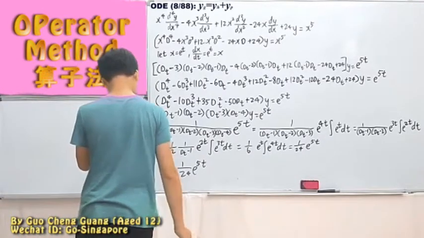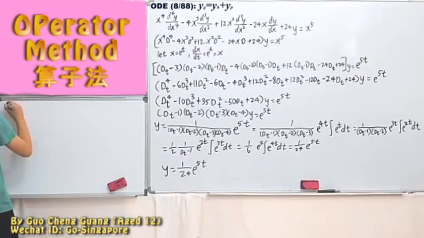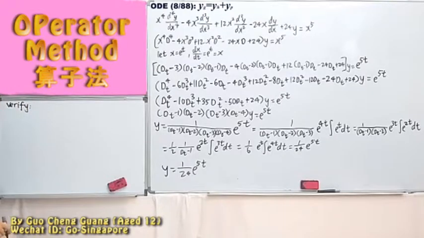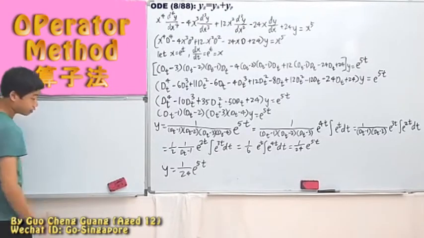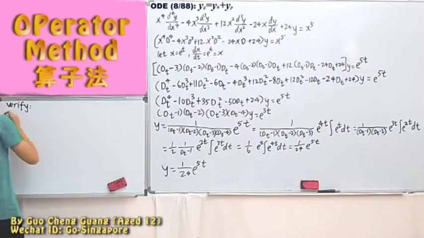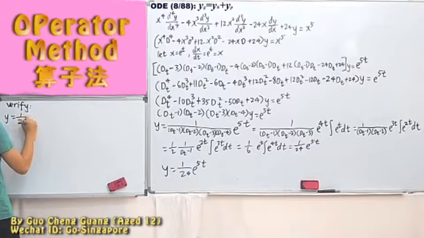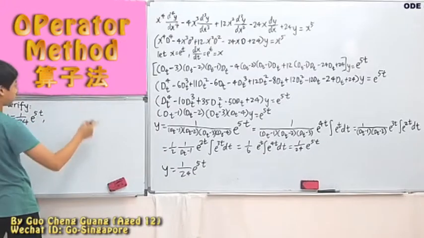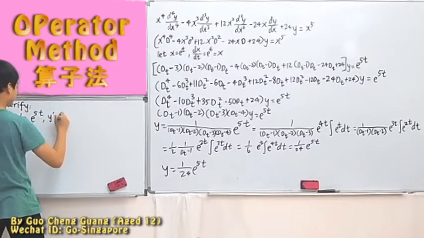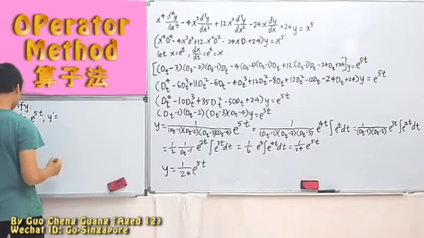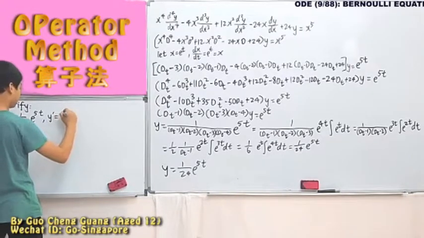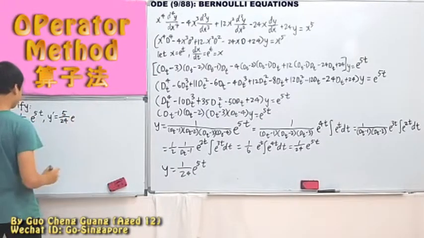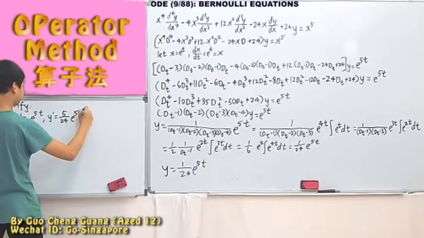Okay, we're going to verify this. For this verify part, we get y, this thing. So I'm just going to write that down first. Then we need first derivative, second derivative, third derivative, and fourth derivative. First derivative here. So in this part, first derivative will be 5 over 24 e to the power of 5t.